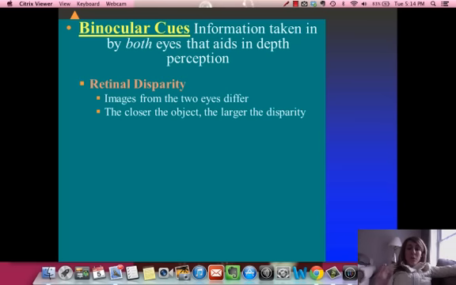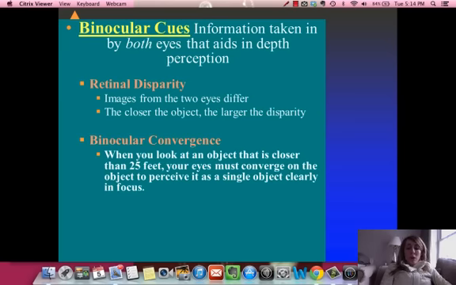Okay, so there are two different ways that your eyes can see depth: binocular and monocular. Binocular depth cues are information that needs both eyes. Binocular, both eyes, right? One binocular cue is retinal disparity. This is the idea that your eyes see slightly different images, and this is what allows you to see in 3D, okay? The other one is something called binocular convergence, right? This is the idea that your eyes actually rotate and converge to focus on an object. When you look at an object that's closer than 25 feet, your eyes have to converge on the object, or rotate, in order for you to see it in focus, okay?